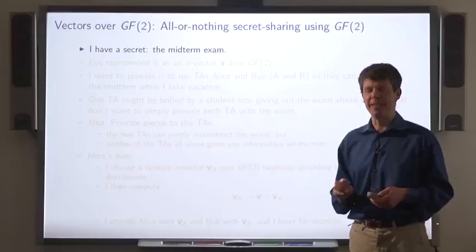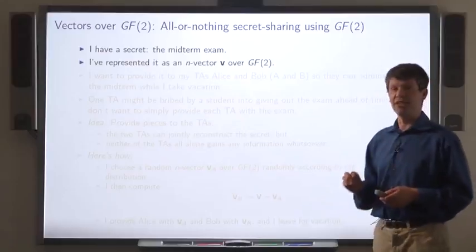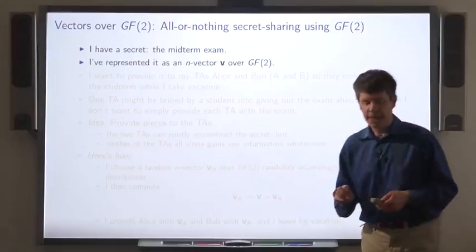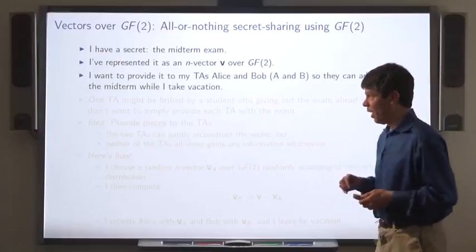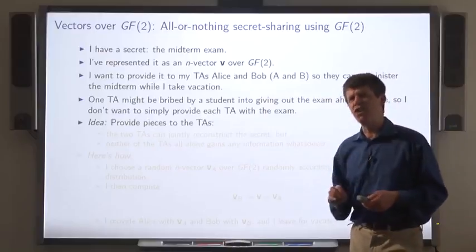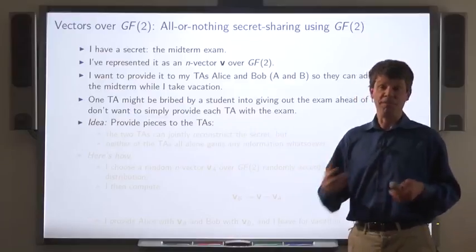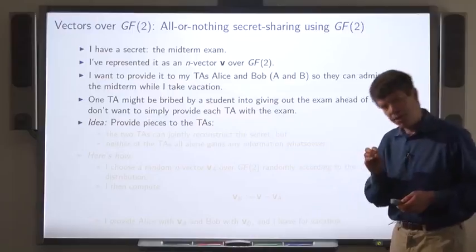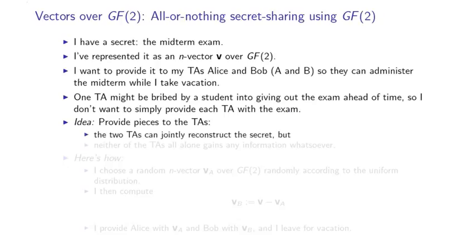Here's another use of the same idea. Suppose I have a secret, the midterm. So I'll represent it as an n-vector over GF2. Now, I want to provide it to my teaching assistants so that I can go on vacation. However, I don't completely trust my TAs. One of them might be bribed to give away the midterm before it's time. So the solution is to provide pieces to the two teaching assistants. I want the two of them jointly to be able to reconstruct the midterm, but I don't want any one of them acting alone to know anything about the midterm.